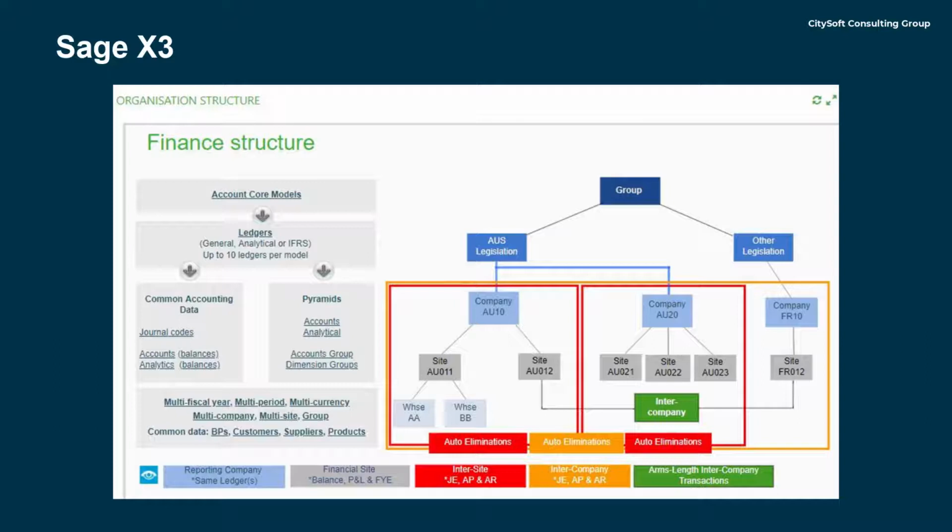Sage X3 accommodates all your companies and sites and multiple legislations and languages, if applicable, in a single database. The Sage X3 design means intercompany and intersite transactions, eliminations, and consolidations are seamlessly managed on platform and the user experience optimized around a single login to the system.